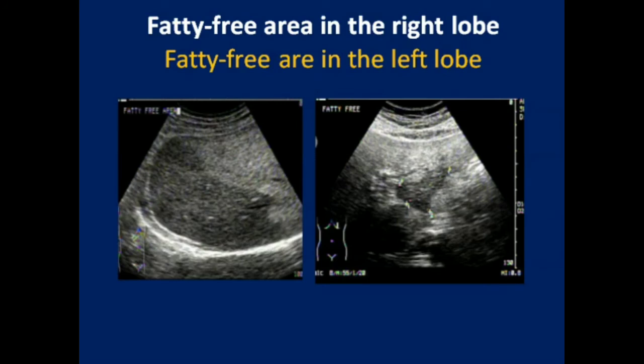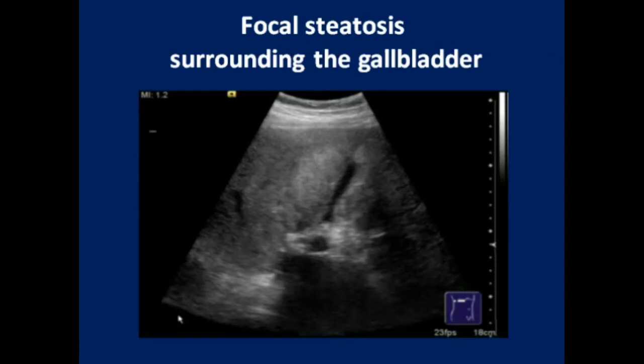In these two images, we can see that a fatty-free area is present in the right lobe, while there is a fatty-free area in the left lobe. This is the focal steatosis surrounding the GB. This is the GB, and these are the hyperechoic tissue. So the GB, or the gallbladder, is surrounded by fatty steatosis.